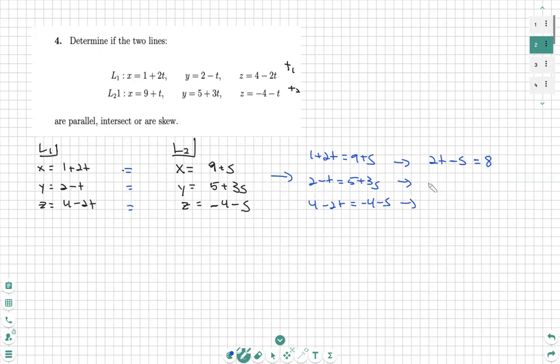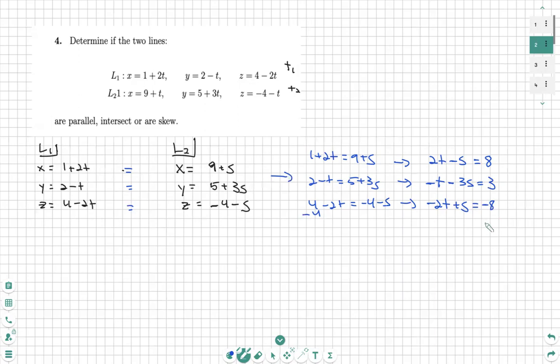Same thing on this side. We'll start with our -t, move that s over. Now we have -3s, then move that 2 over. We see it's a 3. Same thing down here. We're going to keep our -2t, move our s over, so it's a plus s, move a 4 over, so it's a -4, and we'll get a -8.